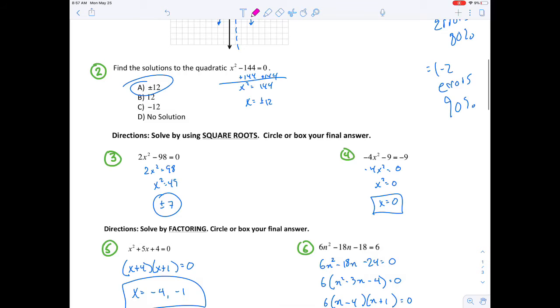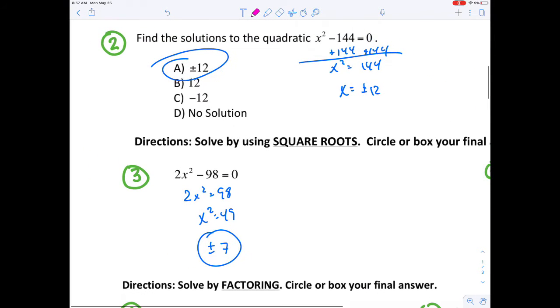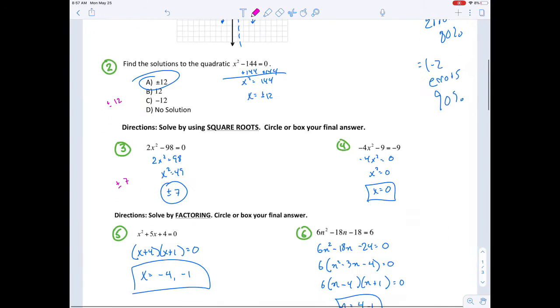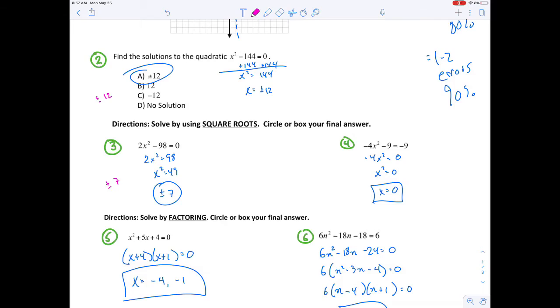Number 2 and 3. Most people that missed number 2 missed number 3 as well. Almost everybody came up with 12 and 7, which is good. But people miss the plus or minus, right? So those things, when you take the square root, you get 2 answers. You get a positive and a negative answer. So something to simply be aware of there. That cost people on those.